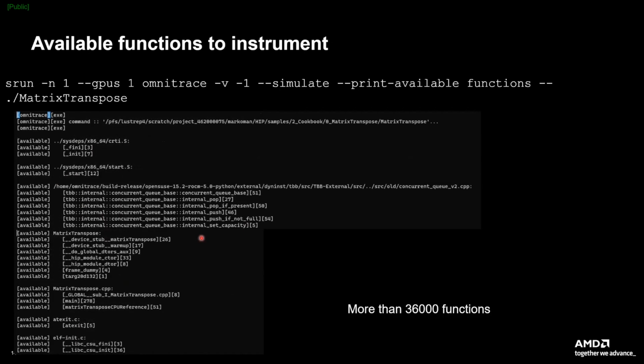Now, if we see which functions are available to instrument, what we do is, this is for verbose mode, but with the simulate flag, it means don't run the binary, simulate to see what I want to do, and I want to print the available functions. Print available functions, and I will see here which functions are available in the binary that I'm using. And you can see here is quite plenty. And also the matrix transpose, you see here the main, you see here the CPU reference in the code, and other stuff.